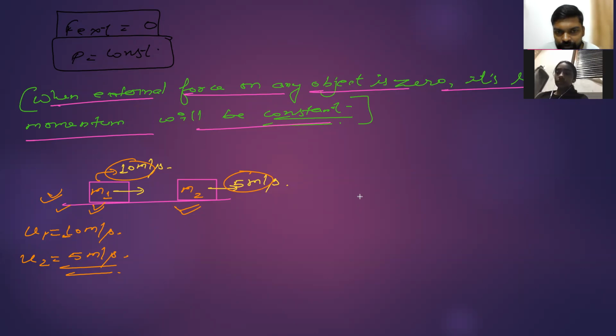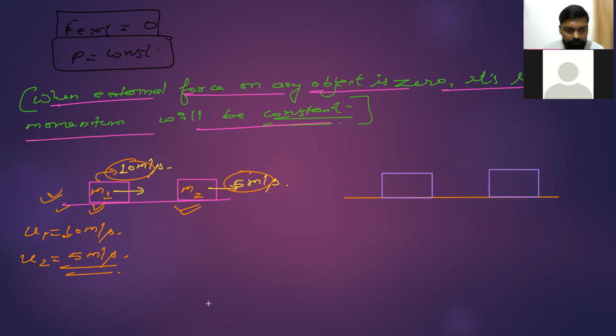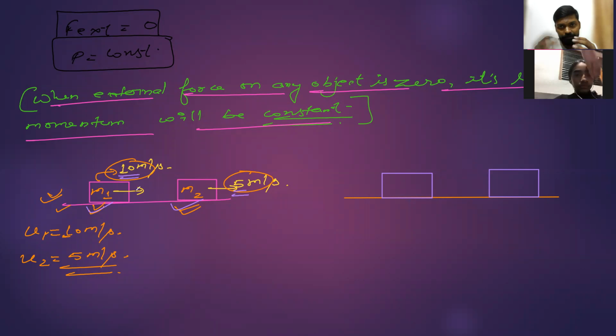Now, if we talk about this diagram, let me draw. Sir, just 1 minute. Okay. So I was saying that there is an object of mass m1 and another object of mass m2. m2 is slower than m1. So they will collide because the object of mass m1 is moving faster than mass m2. Are you getting me? Yes.